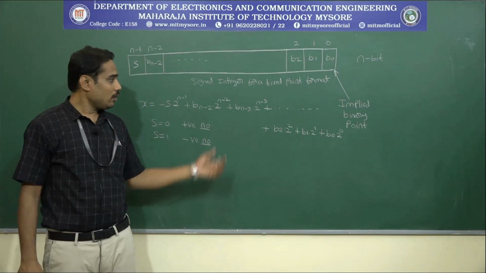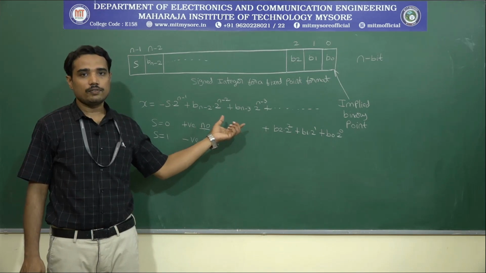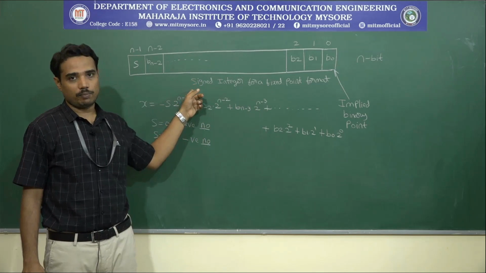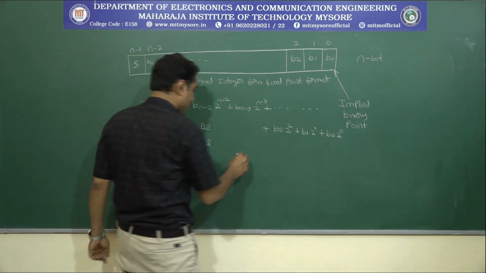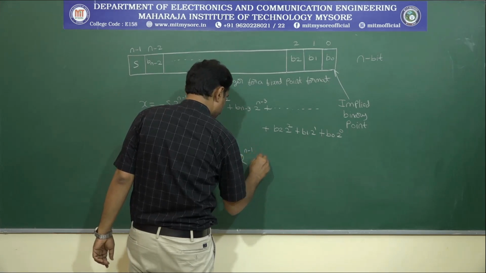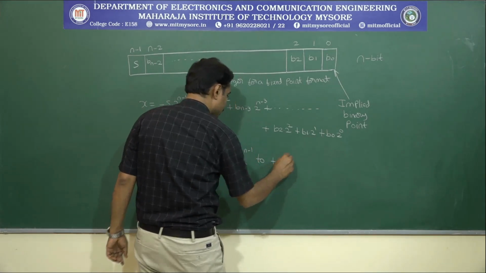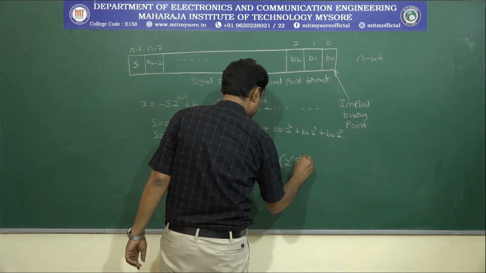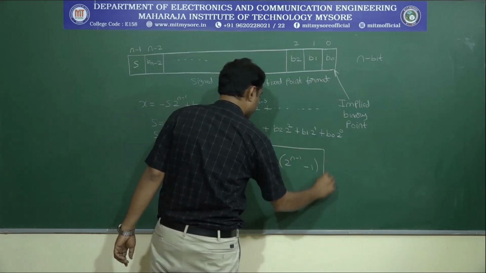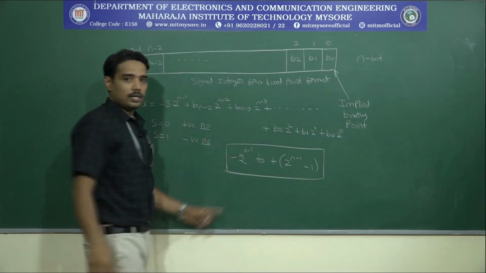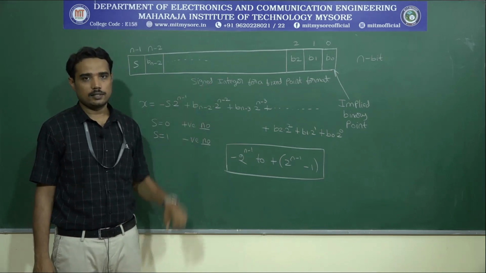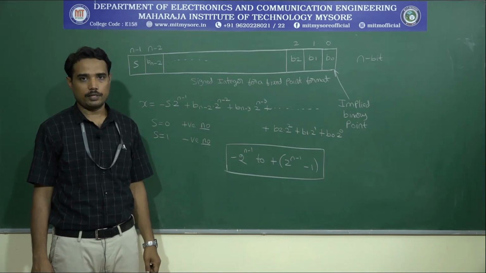Next, we need to know the range of signed integers that can be represented in this format. The range is, we can represent -2^(n-1) to +2^(n-1) - 1. This is the range of numbers that can be represented using signed integer fixed point format.